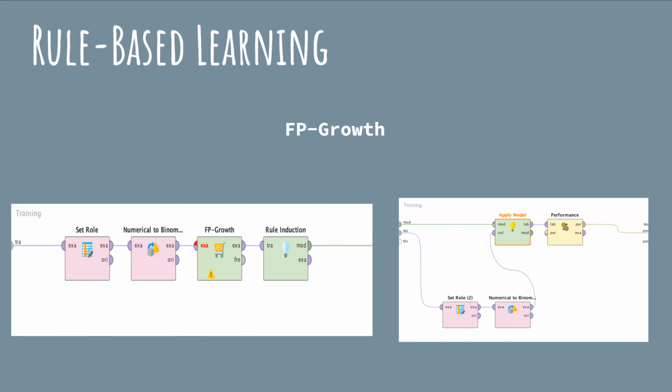As far as FP-Growth goes, on the bottom left, you can see the training process that we use, very similar to the previous one: setting the roles, numerical to binomial, then applying FP-Growth, and then rule induction. For testing this, we also did something very similar, which was applying the model and then using the performance operator to get the accuracy.